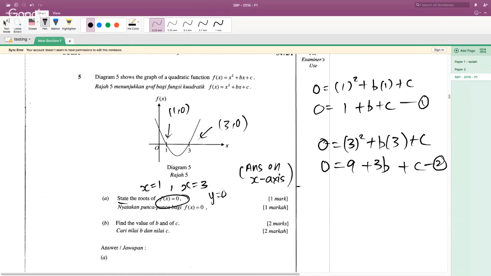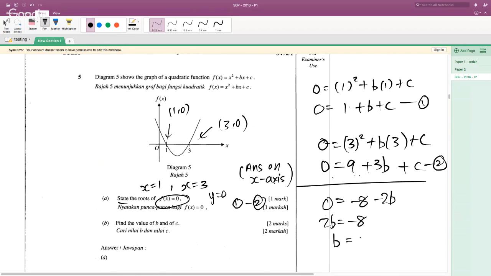Then I will use the first equation minus the second equation, because I can see both have c. Just imagine 0 minus 0, you get 0. 1 minus 9, you get negative 8. b minus 3b, you get negative 2b. c minus c is 0. Therefore, I have 2b equals negative 8, so b equals negative 4.